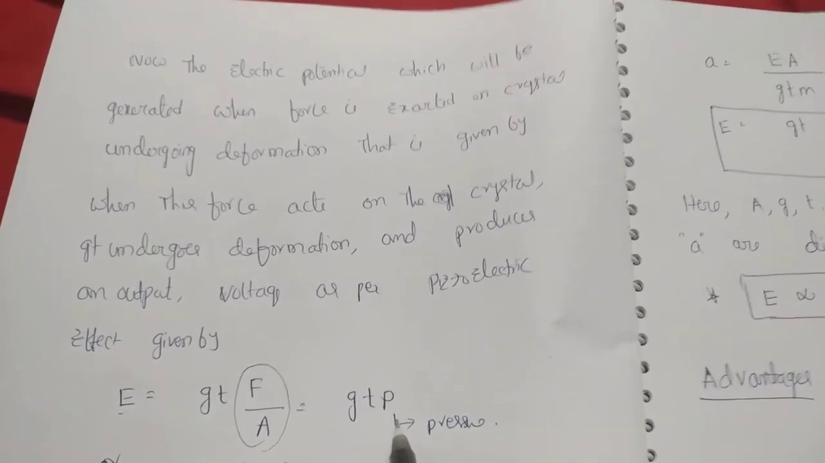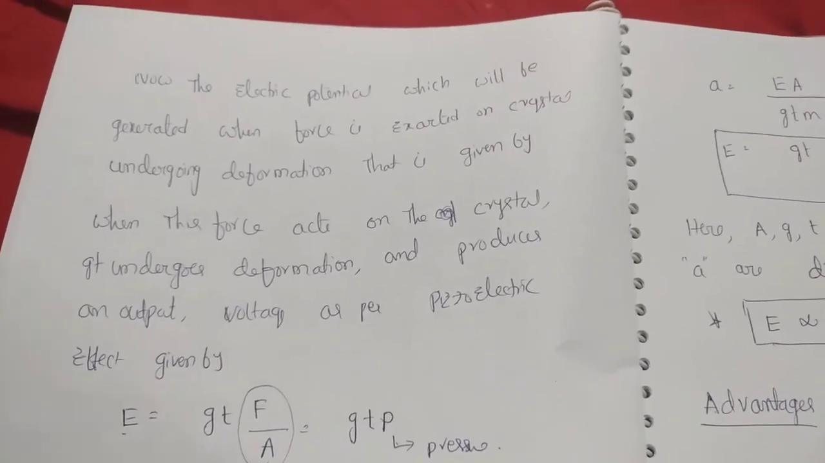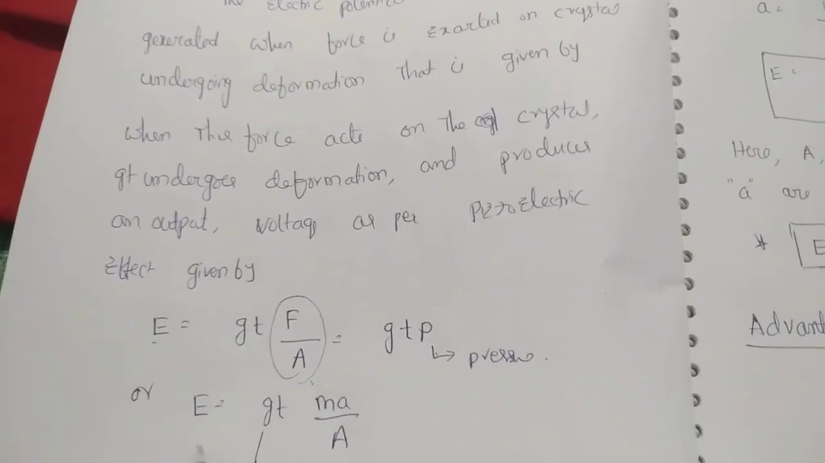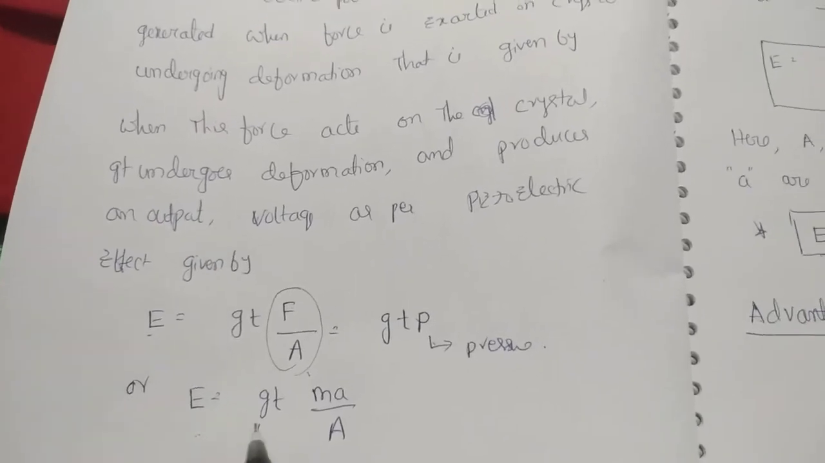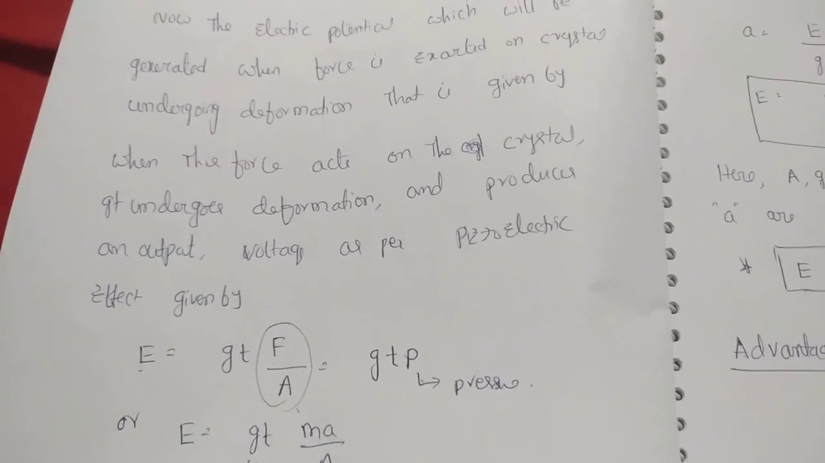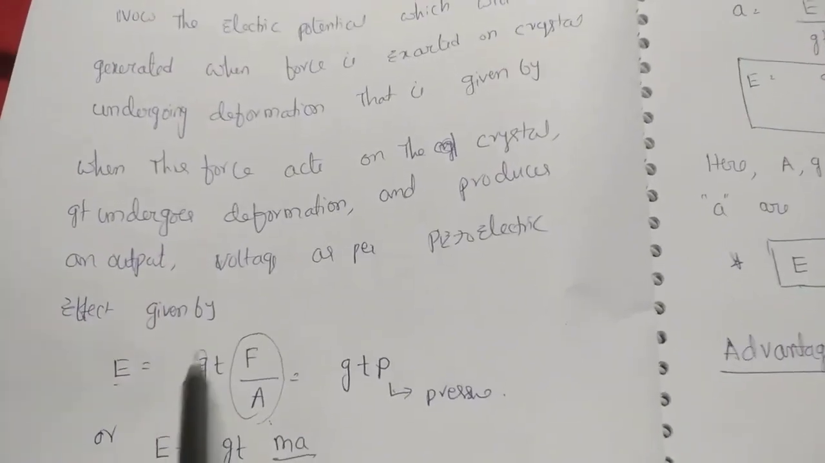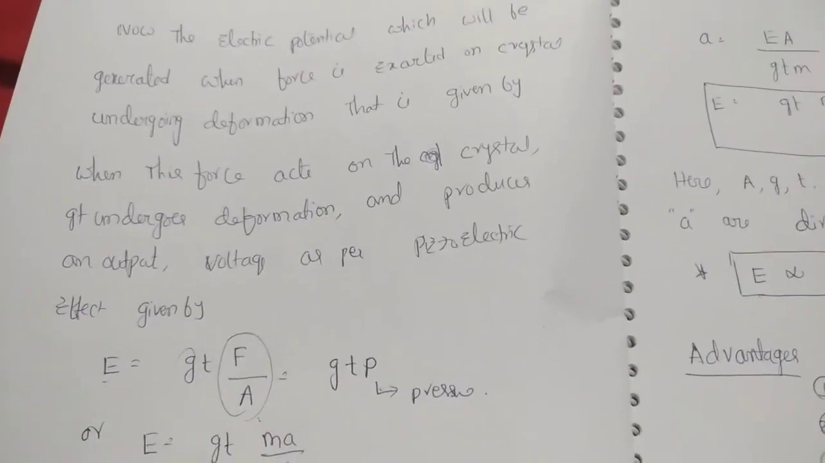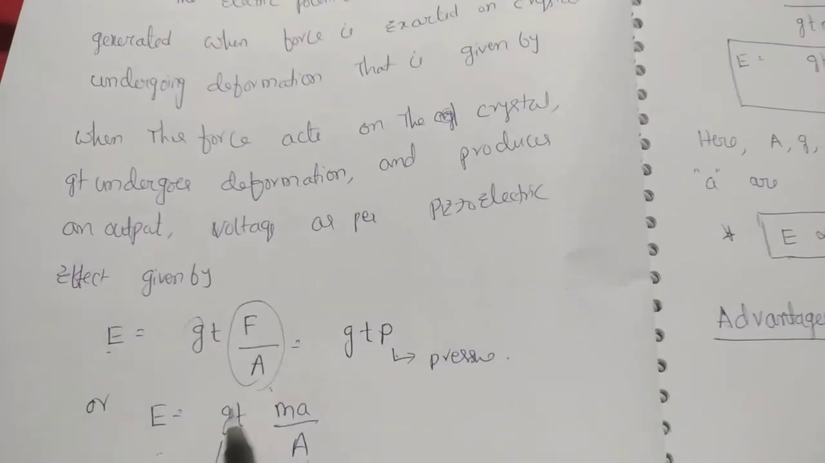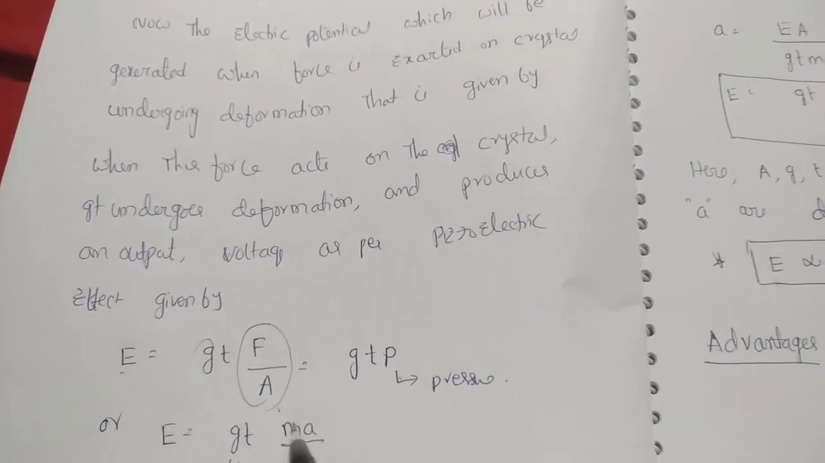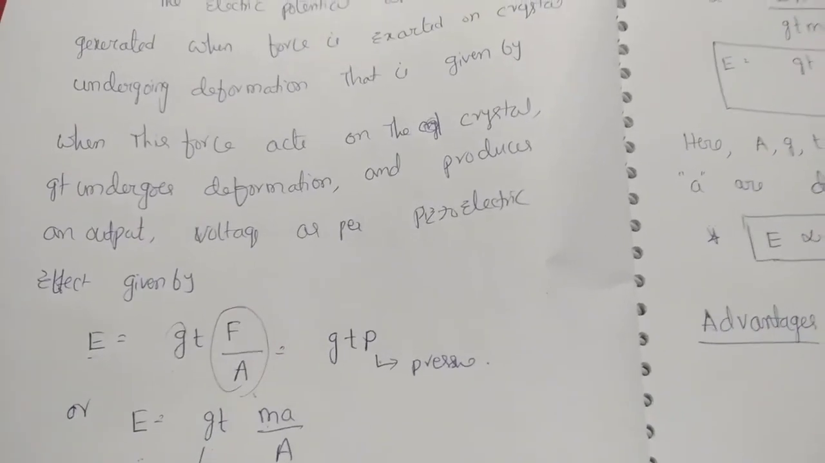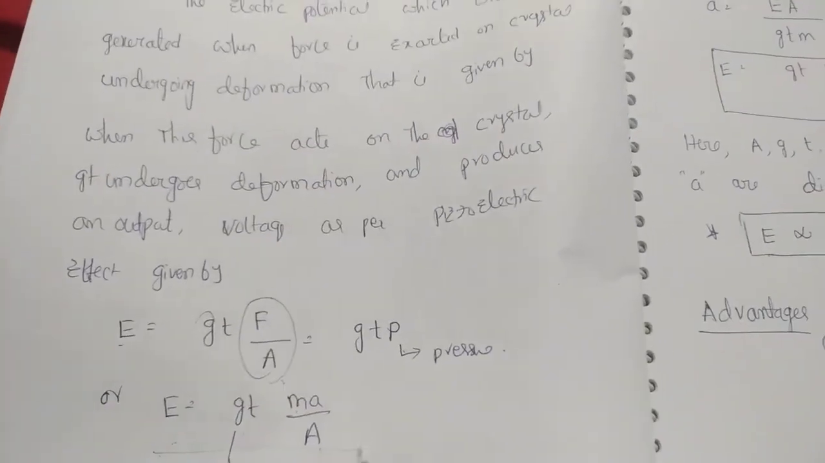P is pressure, and pressure is nothing but force by area of the crystal. So here we can write E equals g t into F, which is nothing but m a, by capital A. Where g is the crystal sensitivity, that is, the voltage sensitivity of the crystal. t is the thickness of the crystal, m is the mass, small a is the acceleration, and capital A is the area of the crystal.